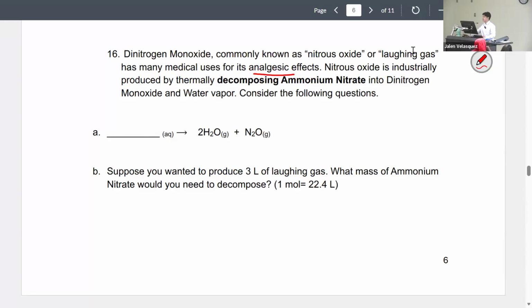So dinitrogen monoxide, laughing gas, right? Has anybody here had their wisdom teeth pulled out or any type of oral surgery? So you might have been given this. They give you that funny little mask on your nose, and it gives you this gas, the dinitrogen monoxide. It's pain reducing, and you probably got super high from it, right? So it's produced by thermally decomposing ammonium nitrate. You take ammonium nitrate and you give it a bunch of heat. So what is ammonium nitrate? What's being decomposed here?